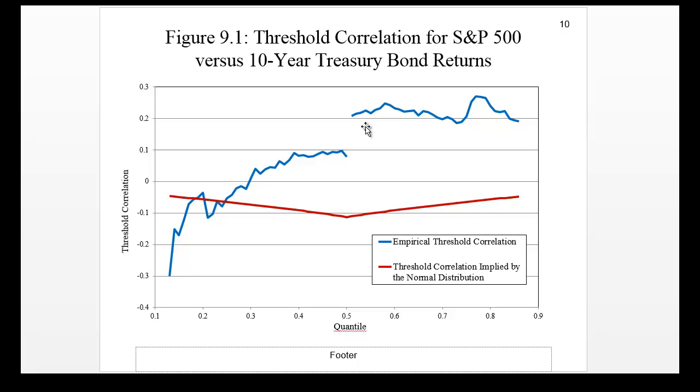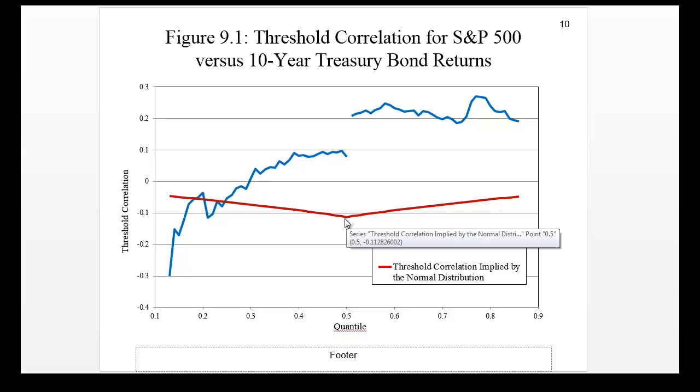So the right tail has a correlation that is very stable, positive. The left tail has a correlation that is mainly negative. So clearly, if we go about using correlations, correlation only gives you one number for the whole series. The correlation would be misleading because depending on where you stand, you're going to find different correlations between the two data series. And then in red, we have the threshold correlations that would be implied by a bivariate normal distribution.